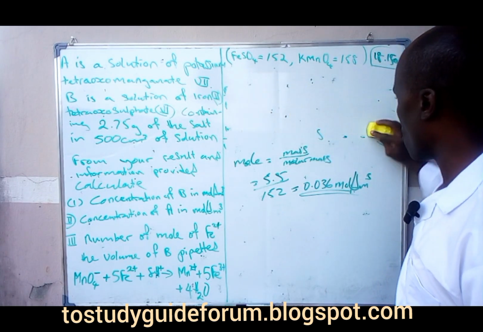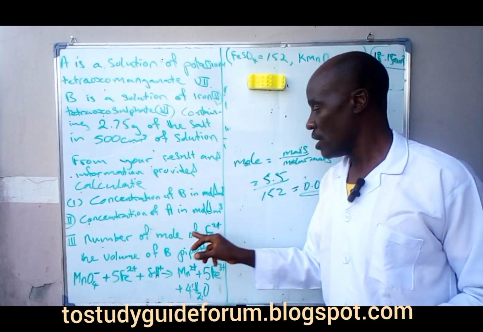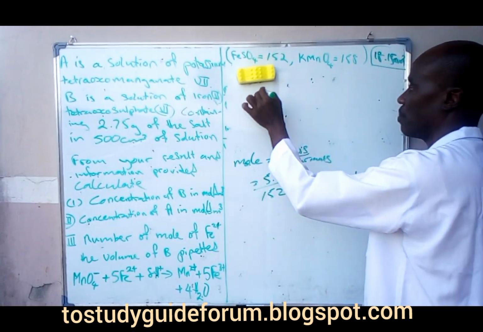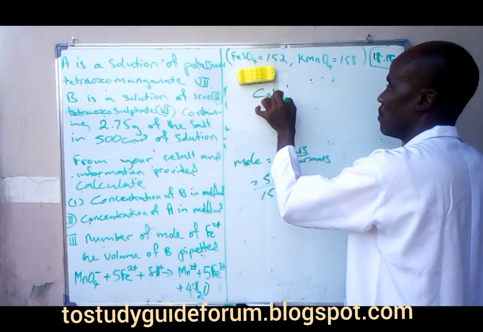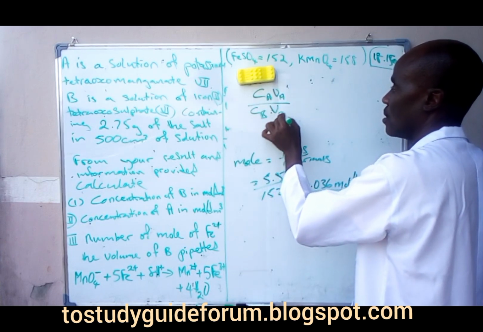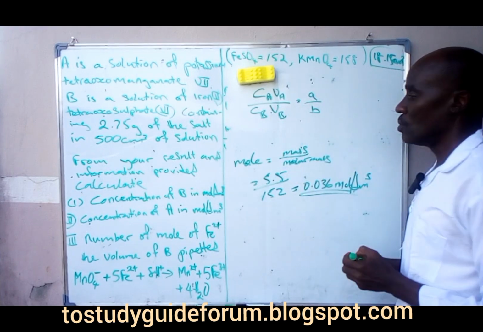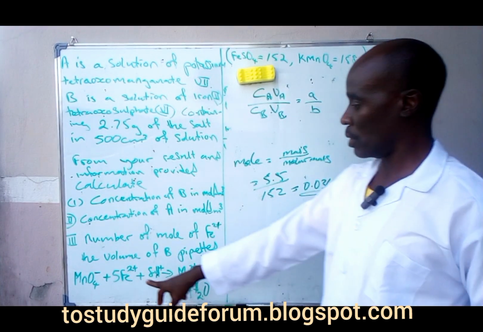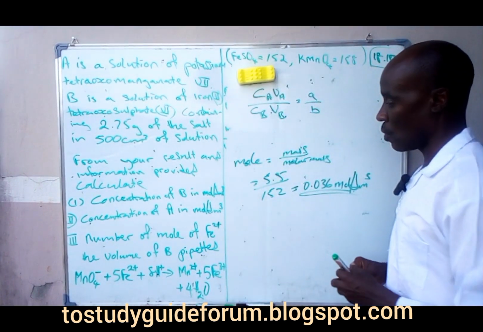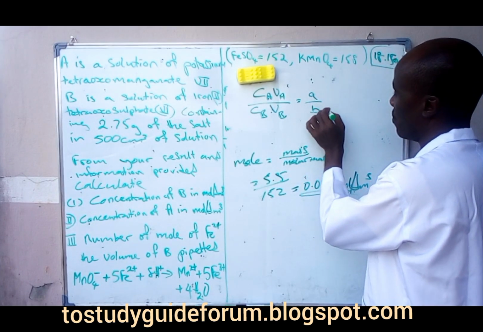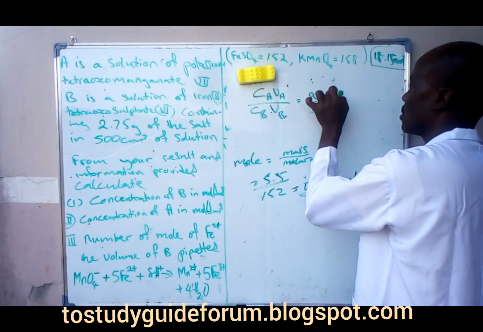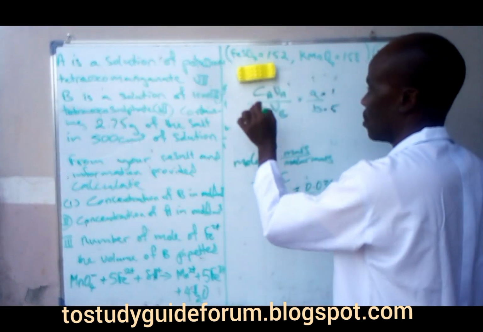So now the next thing we are going to do is to go ahead and solve the other ones we have. The second question says concentration of A in mole per dm cube. Now we can use our relationship, CaVa over CbVb equal to Na over Nb. So from our chemical equation, we have the reducing agent. The reducing agent here is 5. So we have B here equal to 5. And then for the oxidizing agent, we have 1. That means 1 here.